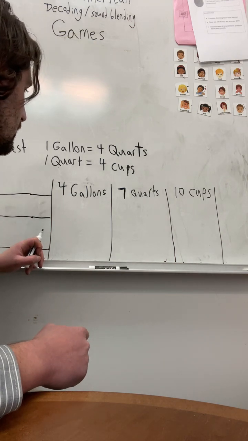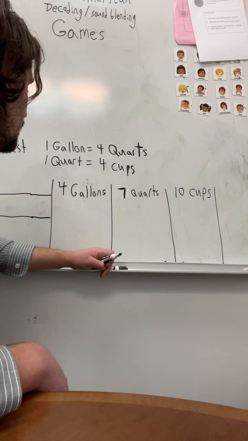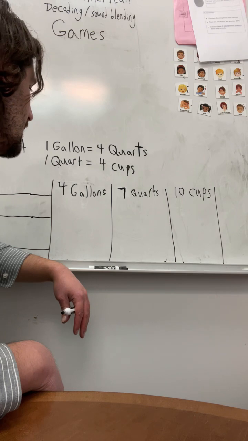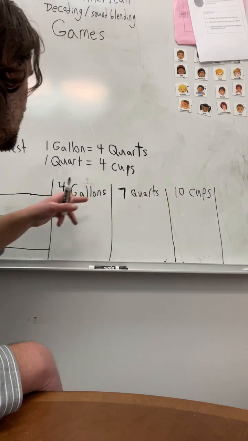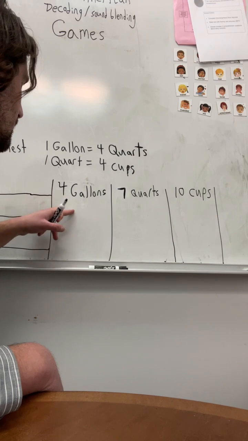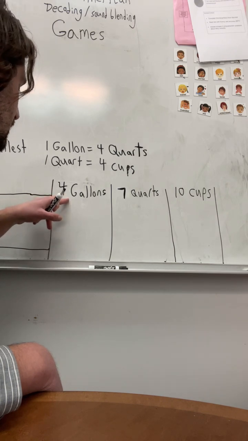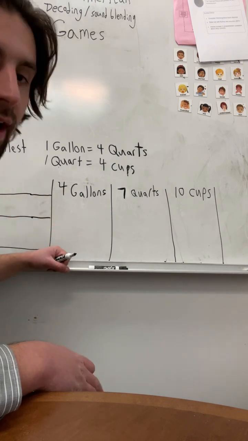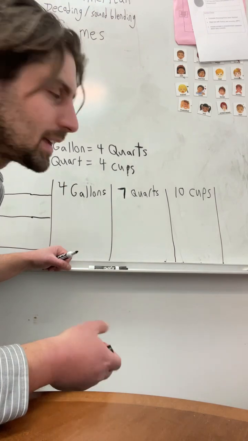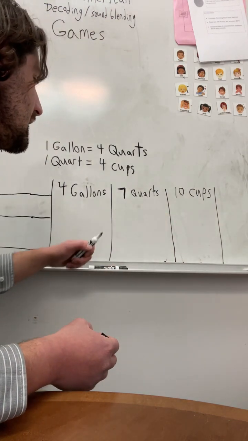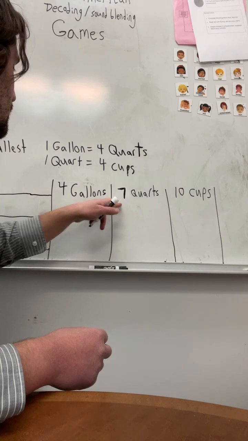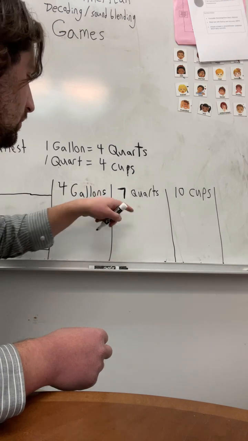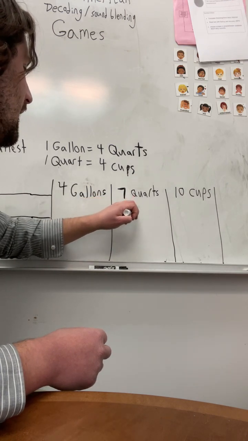So the first thing we have to do is convert these measurements so they're all the same metric. All right, so we need to convert quarts to cups. Then we need to first convert gallons to quarts, and then once we know how much 4 gallons is in quarts, we'll convert the quarts to cups. So we're going to convert everything to cups to determine which is the biggest. So we have 10 cups, that can stay as it is. 7 quarts. So since 1 quart equals 4 cups, to figure out how much 7 quarts equals, we're going to do 7 times 4.